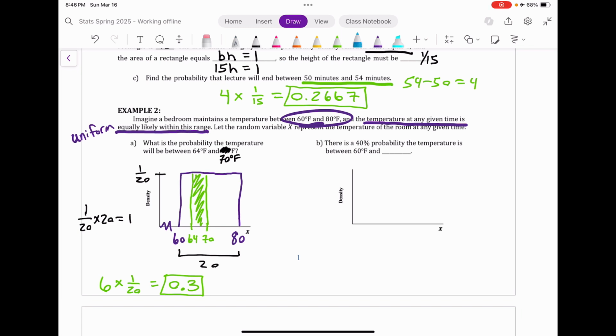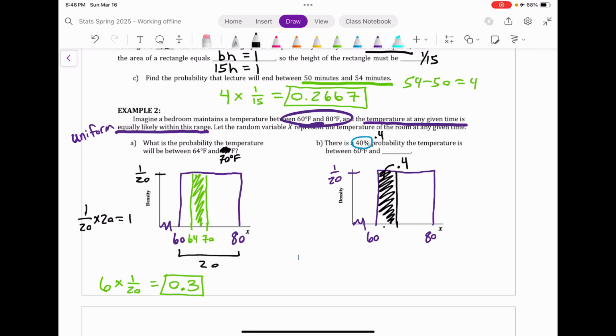Okay, moving on to part B. There is a 40% probability that the temperature is between 60 degrees Fahrenheit and some other temperature. Same rectangle, same uniform distribution, same height. We know that the rectangle will be somewhere between 60 degrees and some other number. So I'm going to cut off this section of the rectangle closer to 60 degrees, and I know this area should be 0.4 because of that probability of 40%.